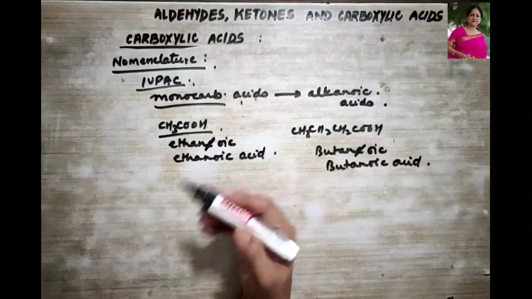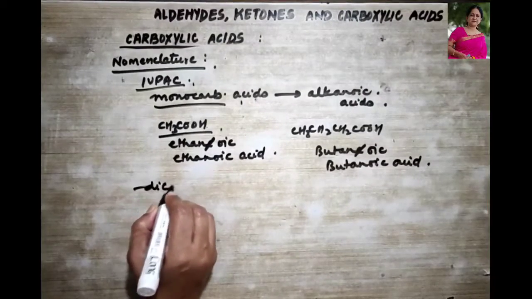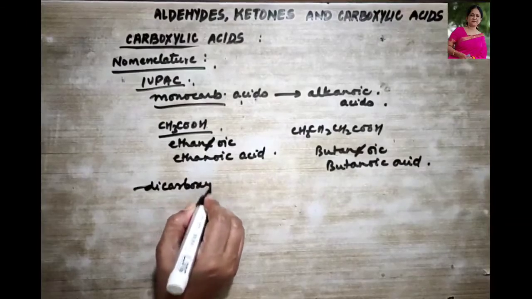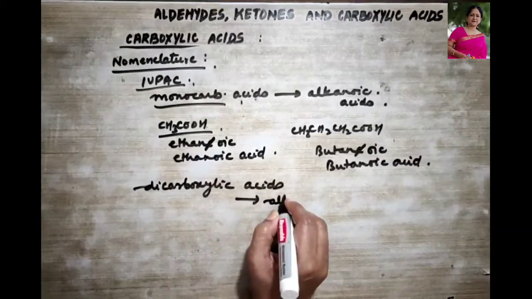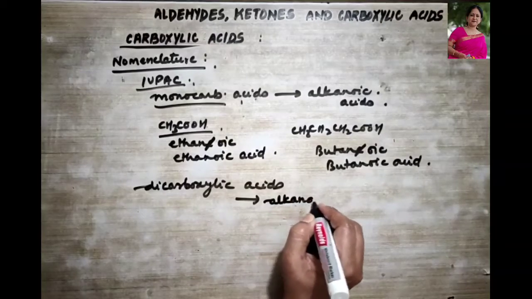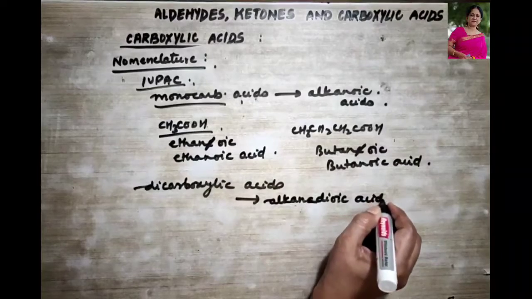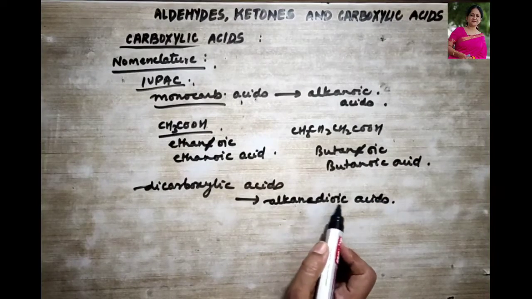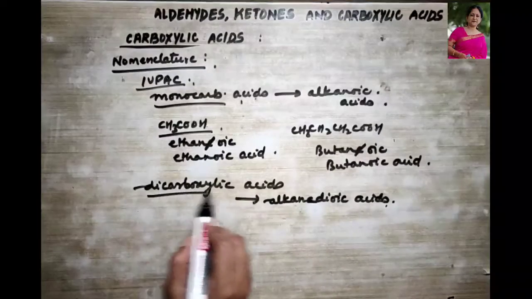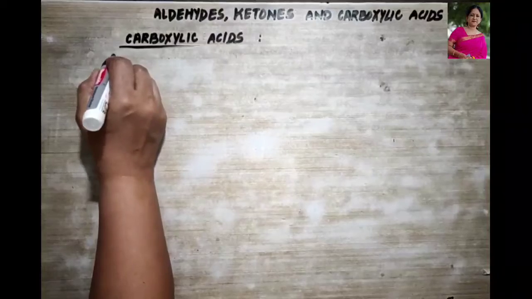Then dicarboxylic acids. They are referred to as alkane dioic acids. What are they referred to as? Alkane dioic acids. They are the dicarboxylic acids.